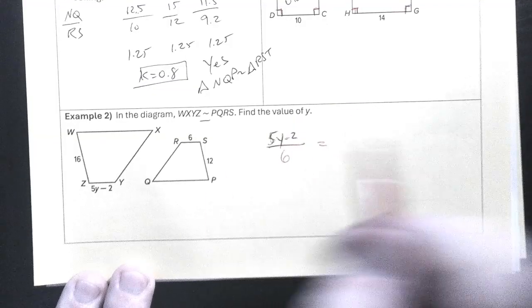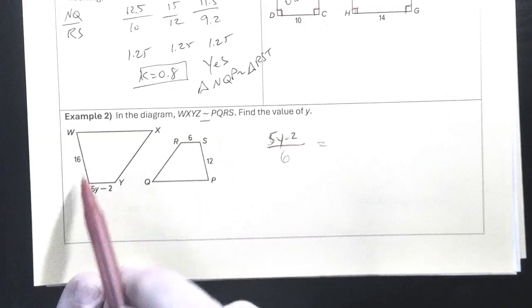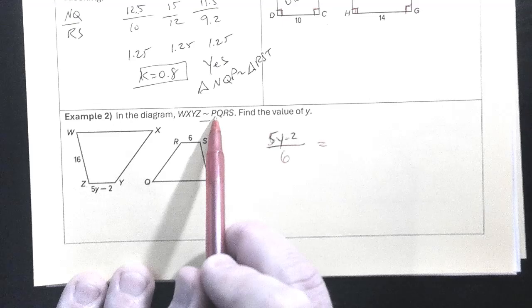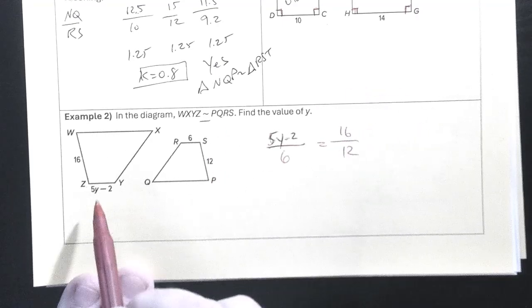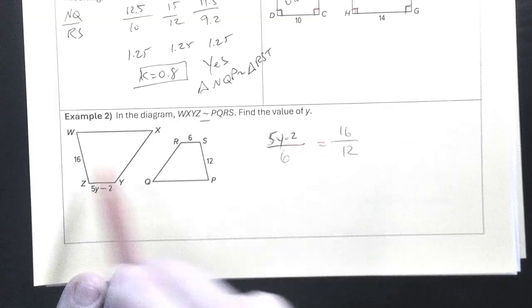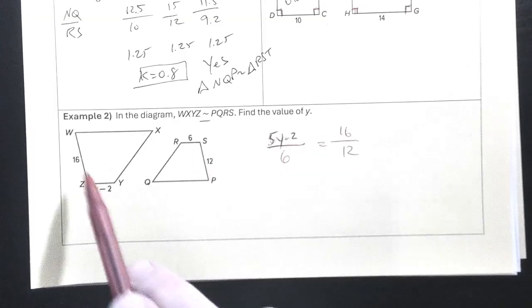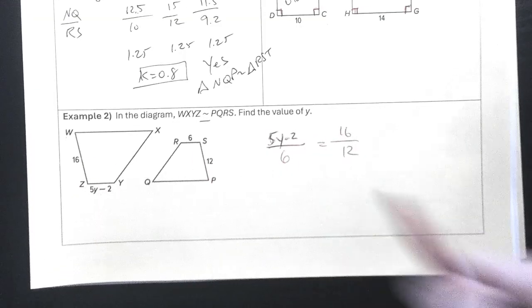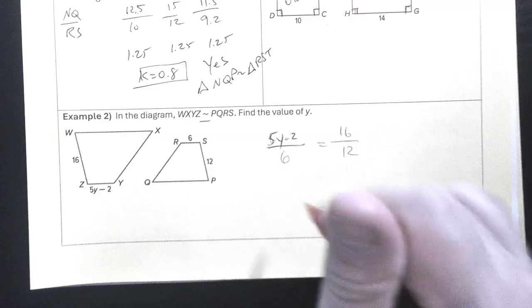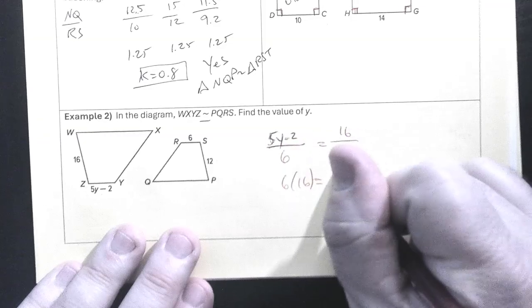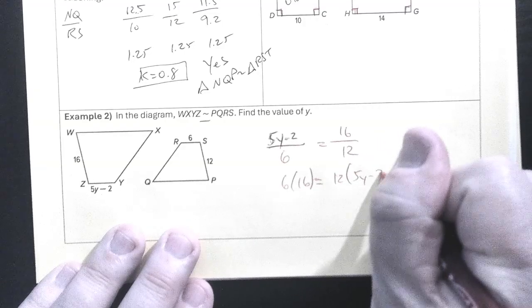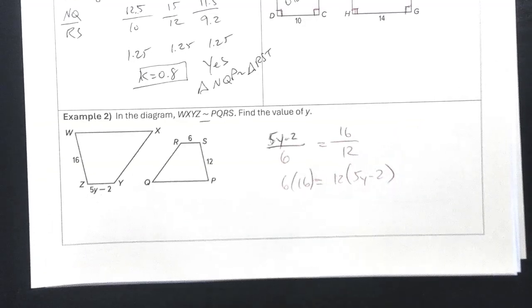And then WZ, first and last, goes with PS, so 16 over 12. So this over this, and then this guy over this guy. We started here. Both of these are on the top, both of these are on the bottom. Now we're going to cross multiply. So 6 times 16 on one side, and then 12 times 5y minus 2 on the other side. All right, so 16 times 6.